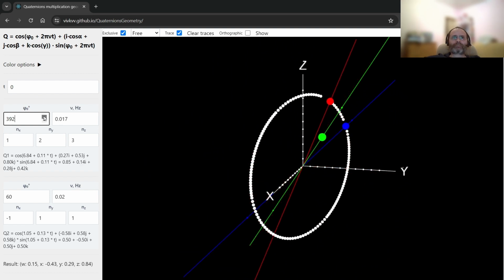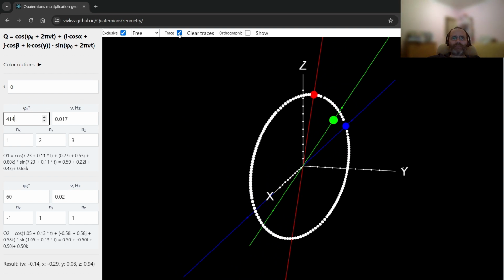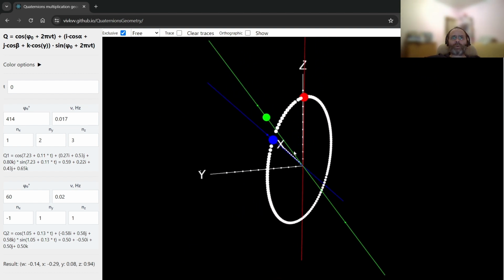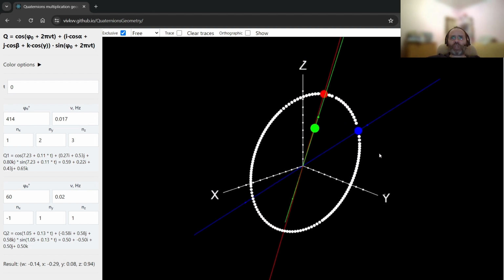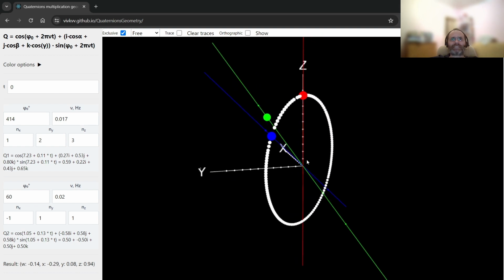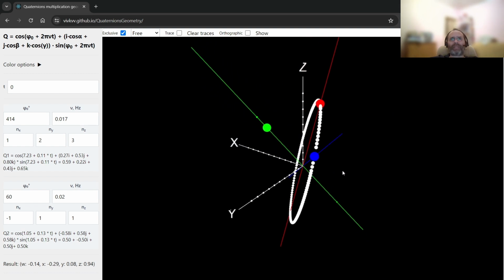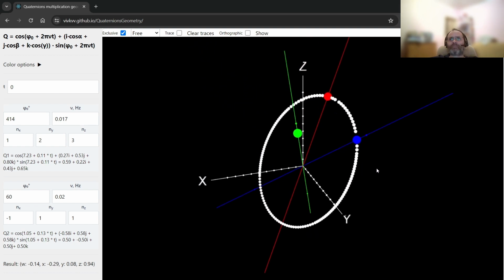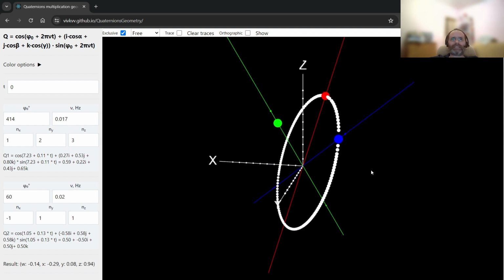Now, let's turn off tracking and see what we got. We see that the trail looks very much like an ellipse, and it seems that the trajectory of the resulting quaternion lies within some plane and does not go beyond its limits. We also know that, in addition, the result also lies on some cylinders.